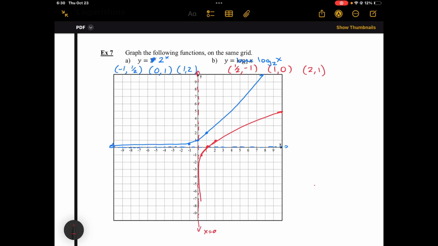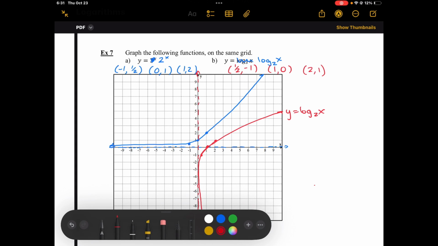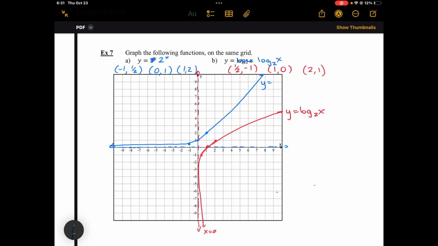And this is really the reflection about the line y equals x. The red line is my logarithmic graph, and the blue line is my exponential graph.